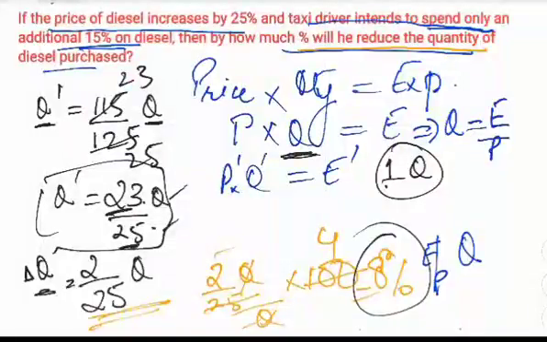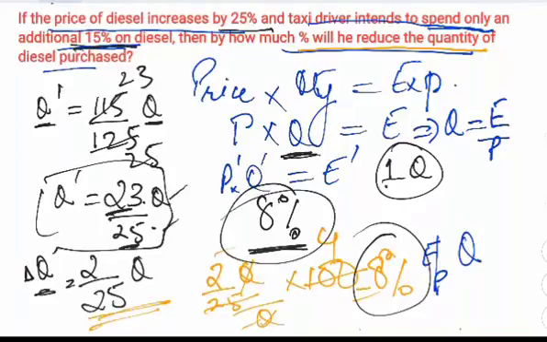The percentage reduction: he has to reduce the quantity of diesel purchased by 8%, so that even after there is a 25% increase in the diesel price, he spends only an additional 15% on diesel. So the answer is an 8% reduction in the quantity of diesel purchased.